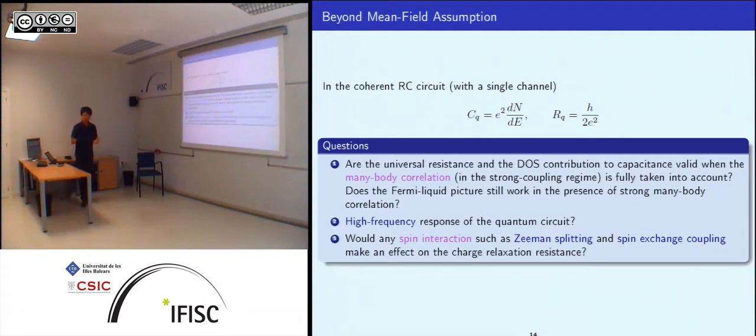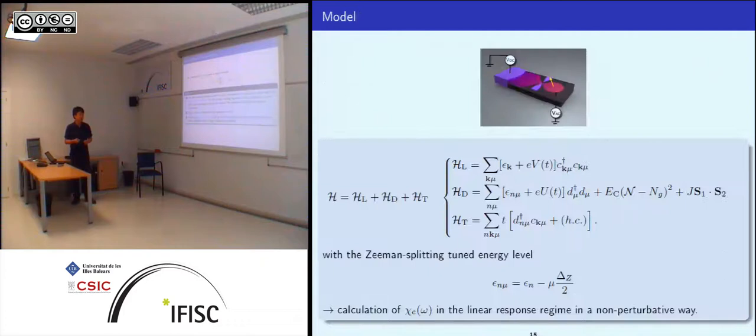Actually, spin and charge look like separate properties of the electron, but in a many-body system they are related. By introducing spin fluctuation or spin interaction, we can control the charge and vice versa. So we will see how it takes place in our system.